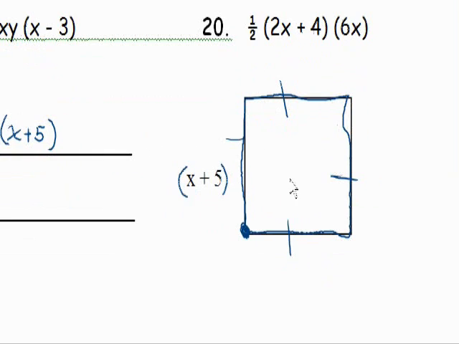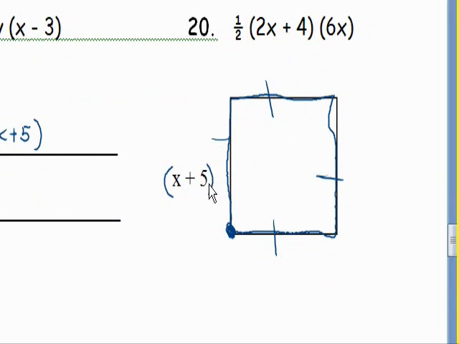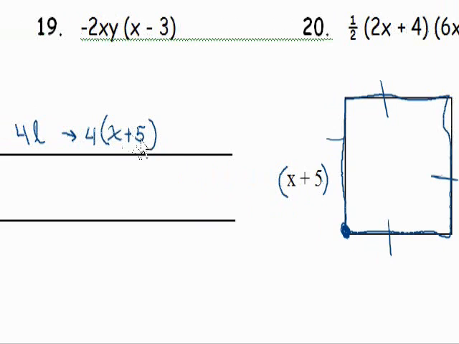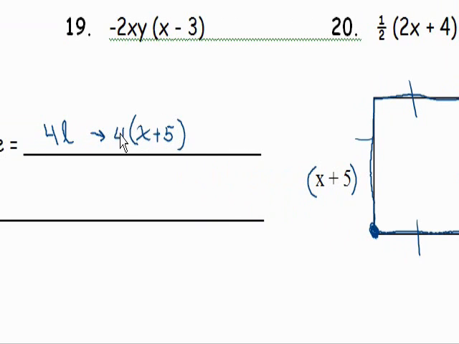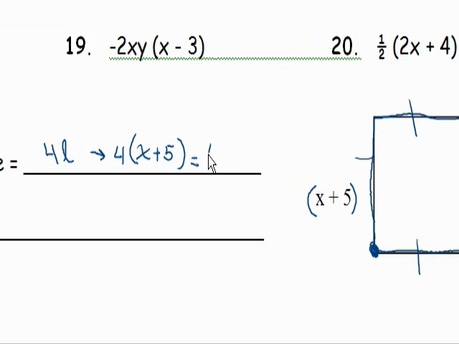And we know that in a square all the lengths are the same, and in this particular square each length is x plus 5. So if we take 1, 2, 3, 4 sides that are all x plus 5 length, we can just multiply that times 4 and get our answer. So this would be 4x plus 20. That's the perimeter of our square.